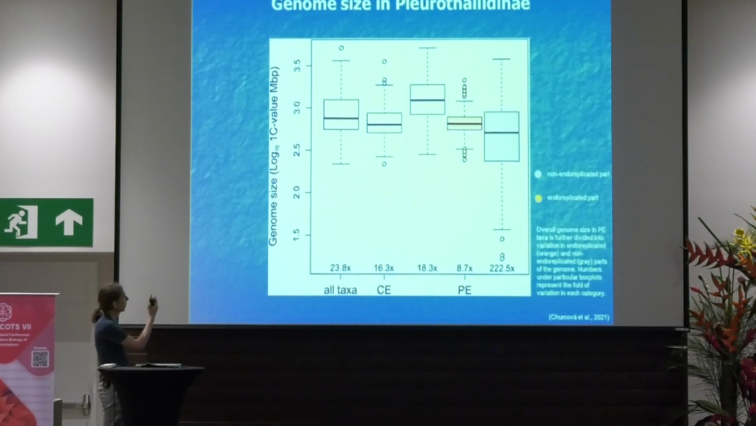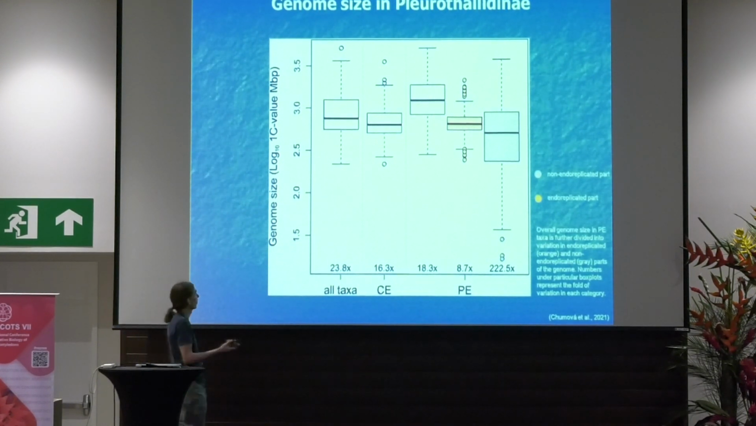So this is for that 300 pleurothallids. On the vertical axis, it's genome size. And the first box plot is for all taxa together. So there is some variation, why not? Second box plot is only for species with conventional endoreplication. So you can see they are somewhat smaller, and they have not so large variation in genome size. Also remember that this is on logarithmic scale.